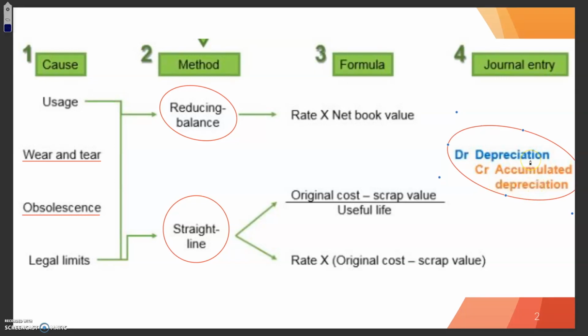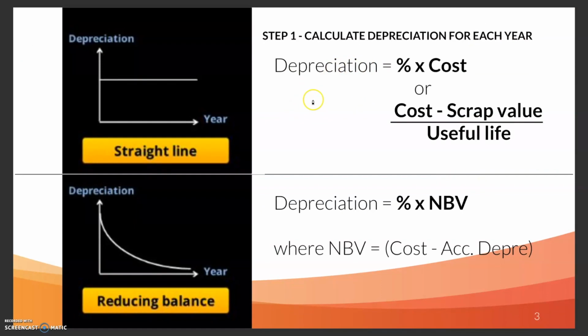Using the straight line method, we will use percentage times cost, or cost minus scrap value divided by useful life, depending on what the question gives you. Whereas for the reducing balance method, we will have to calculate every year using percentage times the net book value, where the net book value is your cost minus your accumulated depreciation.